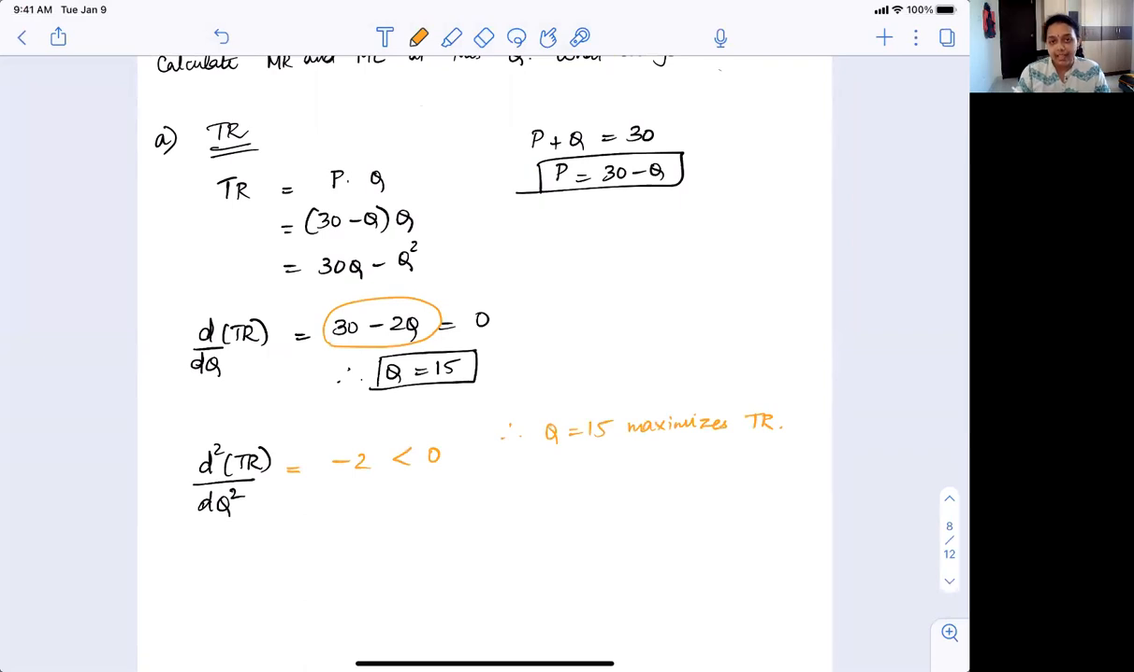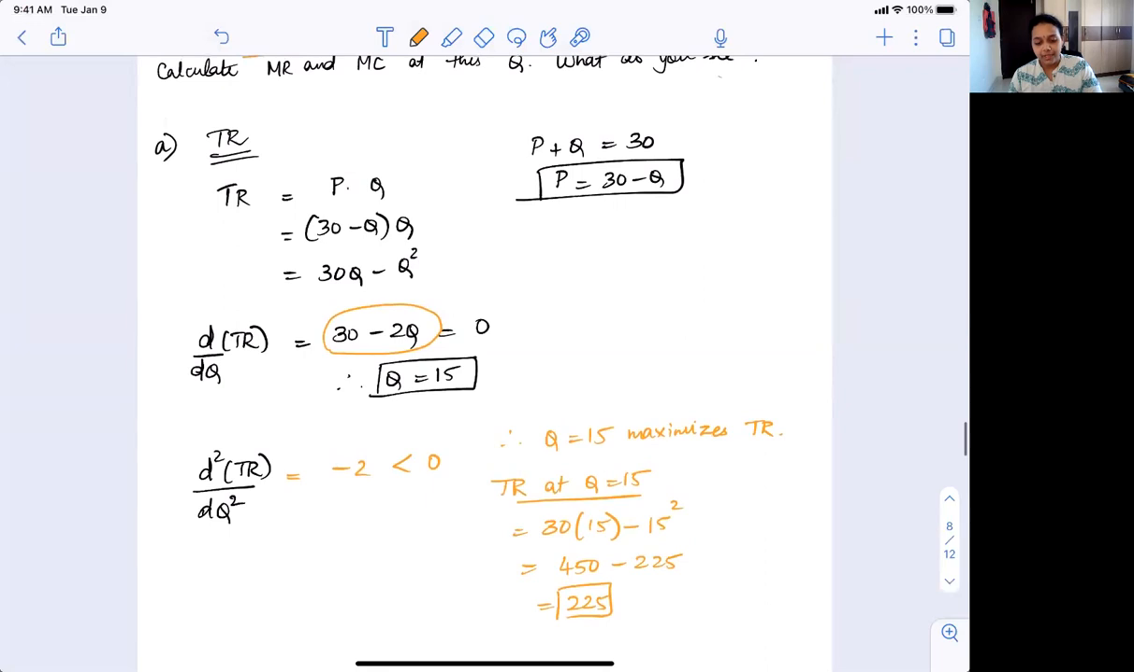And if you want to find that maximal value of total revenue, how do you do it? So you just have to calculate TR at Q equal to 15, and that will just be 30 into 15 minus 15 squared. So this will be what? 450 minus 225. So that will be about 225.